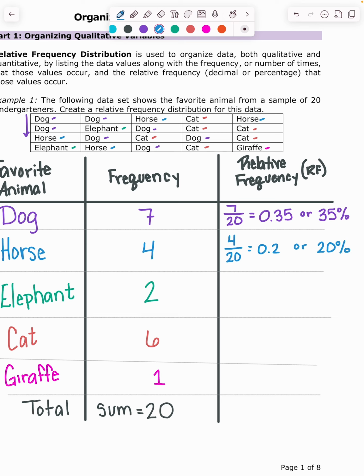Now, typically we don't have to show the fraction in this column. I'm showing it so that we see how each of these are calculated. And also, we don't typically do the decimal and the percentage in this column. You would usually pick one or the other. Do you want to show the decimal or do you want to show the percentage? And it really is dependent on which one you are more comfortable with or which one you're being asked for.